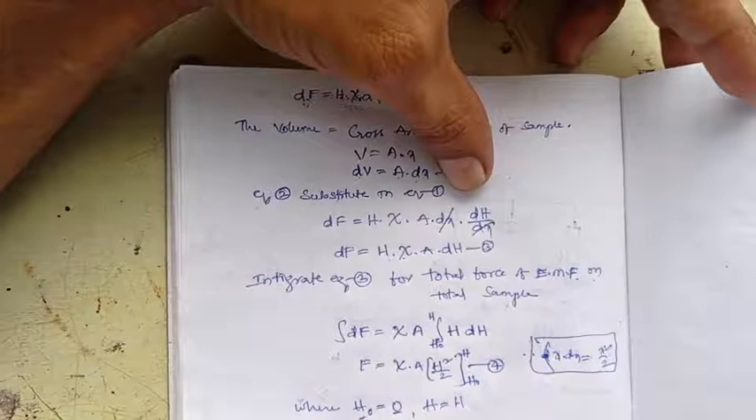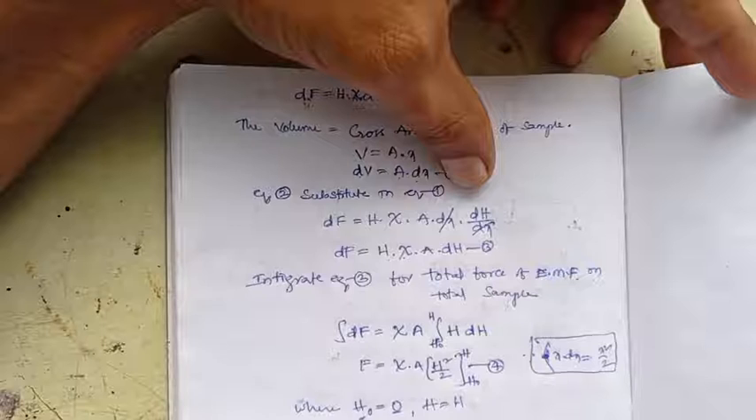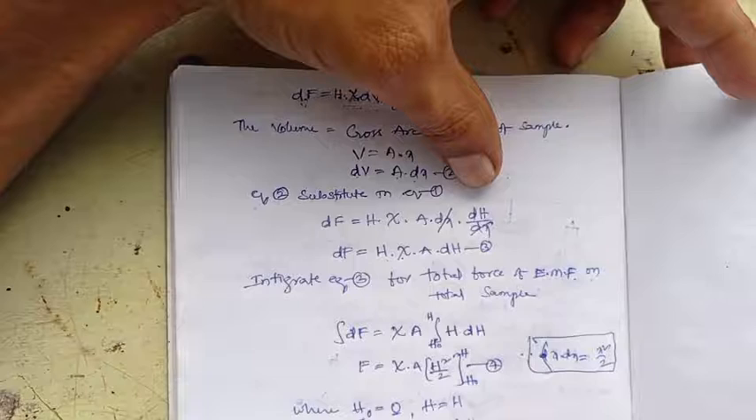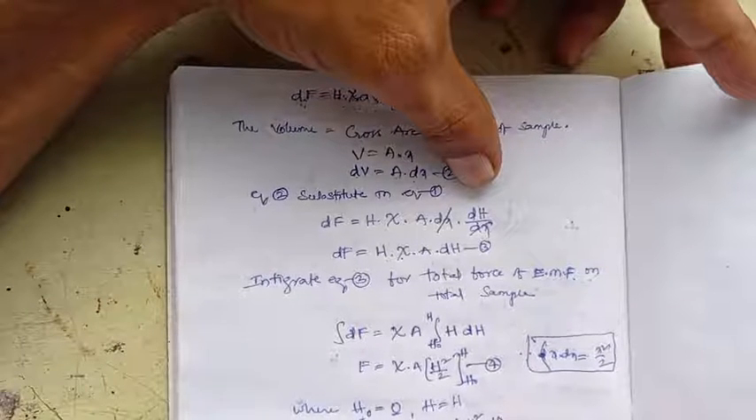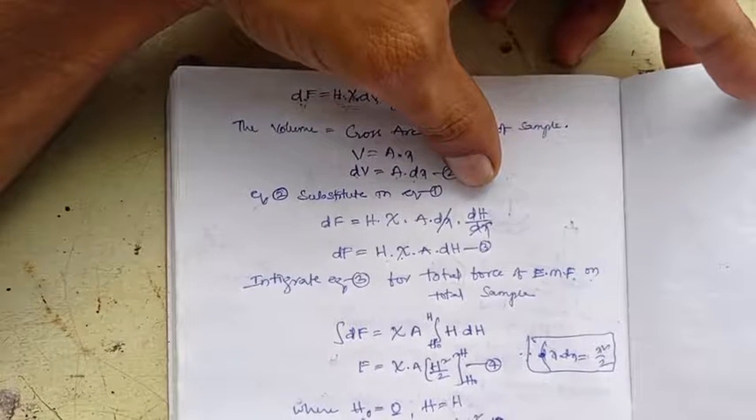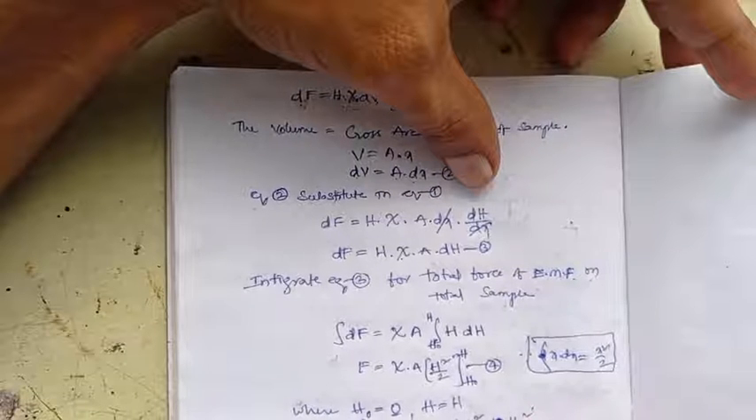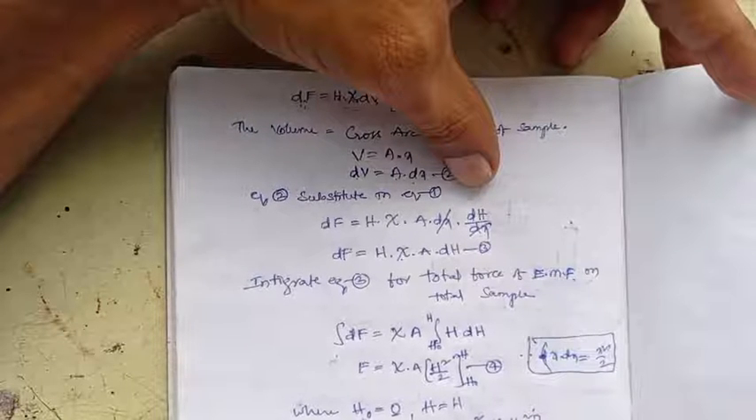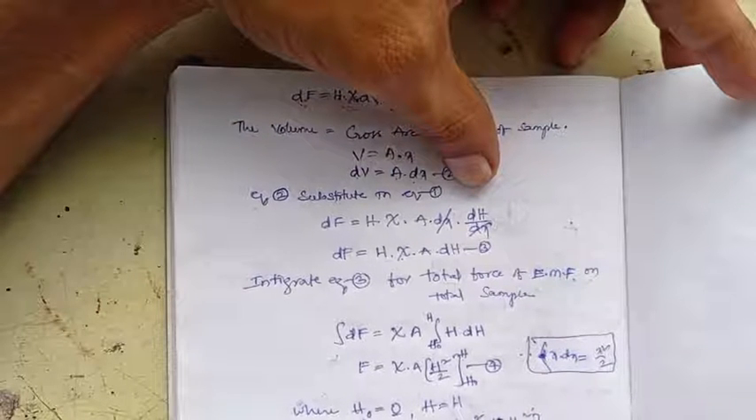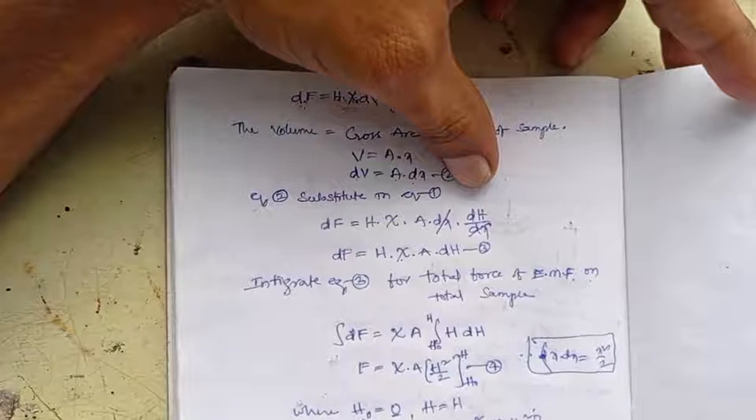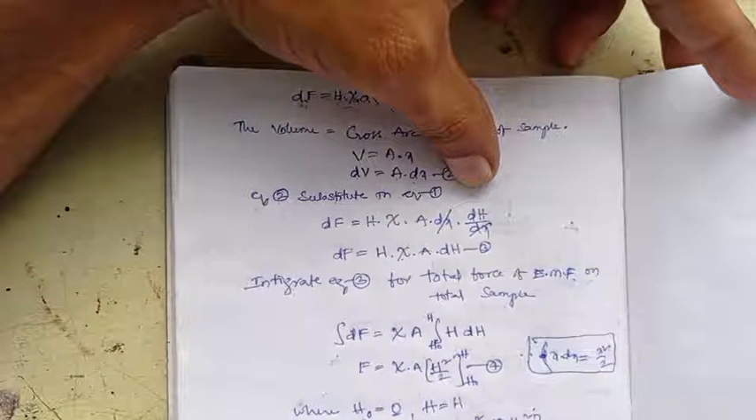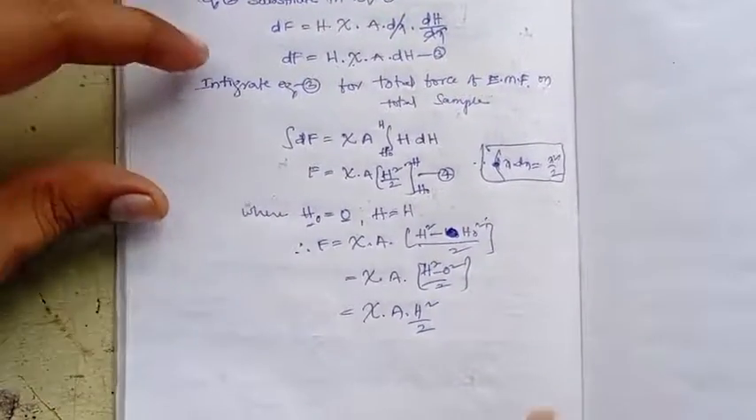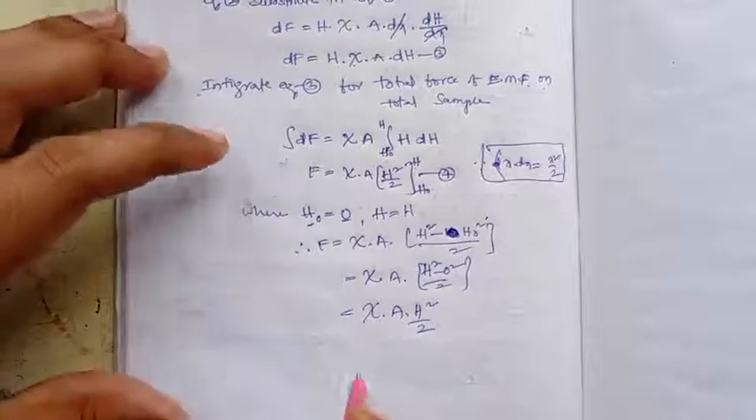So F is equal to chi into A into (h square minus h naught square) divided by 2, which equals A into chi into (h square minus 0 square) by 2, which equals chi into A into h square by 2. Chi into A into h square by 2. We will have this. This is the force.